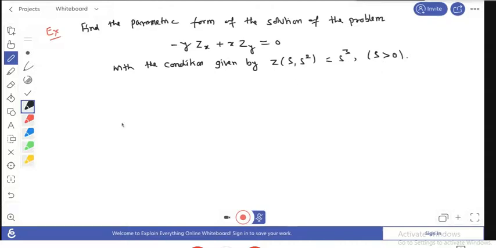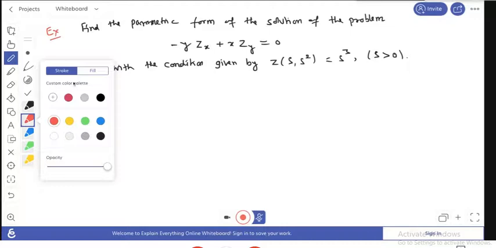So you have to find the general solution, that is z in terms of x and y. And also you have to find the parametric solution, meaning the value of x in terms of s and t, y in terms of s and t, and z in terms of s and t. And then you have to find the solution z in terms of x and y.